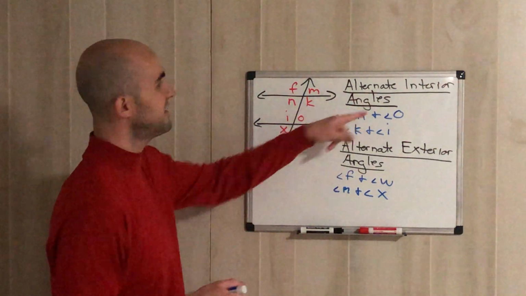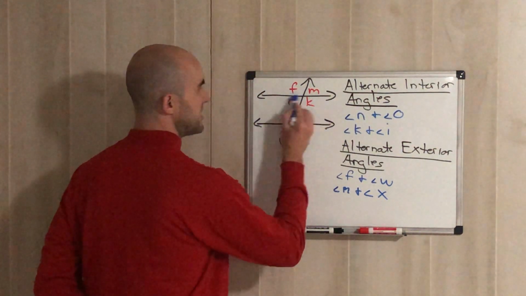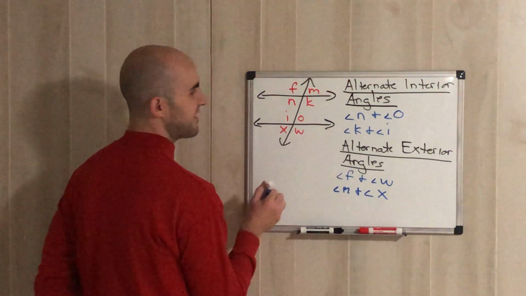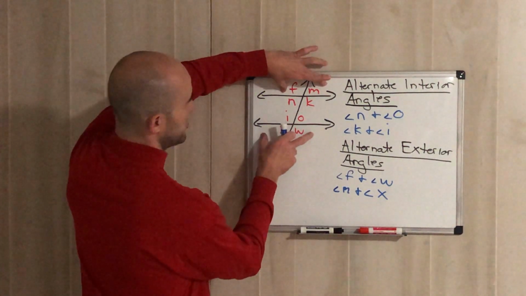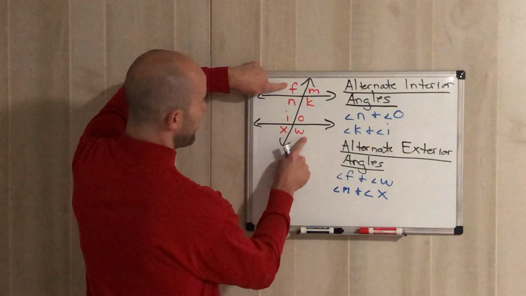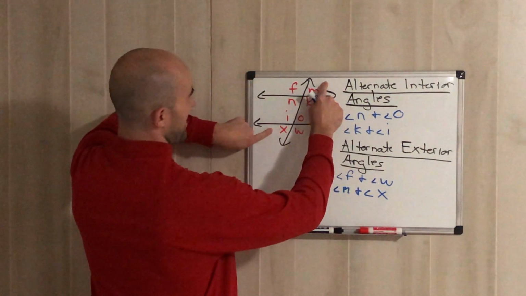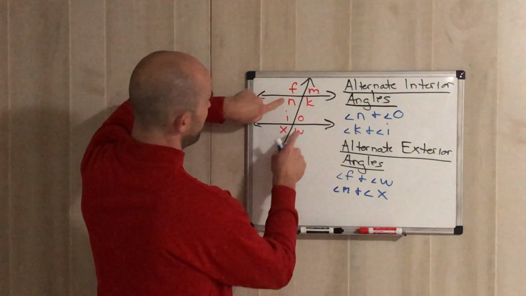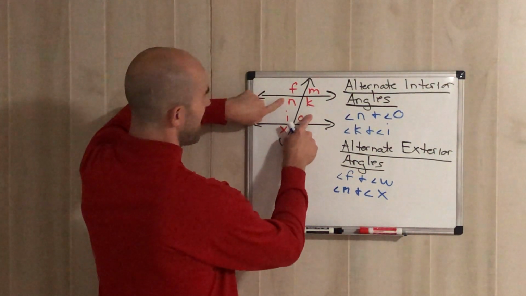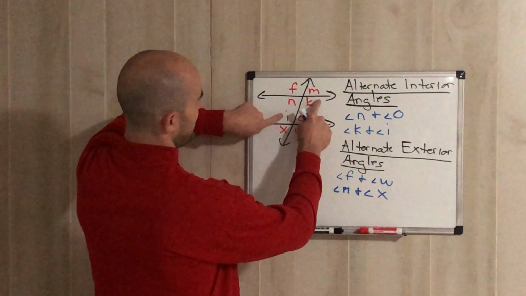Remember, alternate interior: different sides, always inside. Alternate exterior: different sides, outside. So alternate exterior, F and W, because they're on different sides. M and X, different sides, exterior. Alternate interior, N and O, different sides inside. K and I, different sides inside.